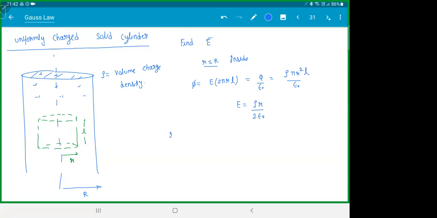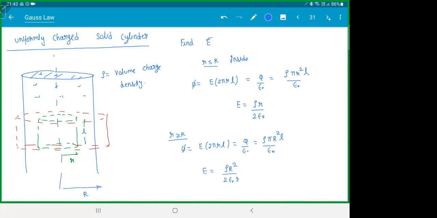For r greater than or equal to R means you're taking the cylinder outside now. The problem when you take a cylinder outside, charge is only till this part, isn't it? You can't take the full charge. Charge is stuck only till capital R. You don't have a charge after capital R. So this time the LHS will always be the same, right? E into 2 pi rL for cylinders. The right side Q by epsilon, this Q will get stuck now. Pi capital R square L by epsilon. So this will be rho R square by 2 epsilon small r.